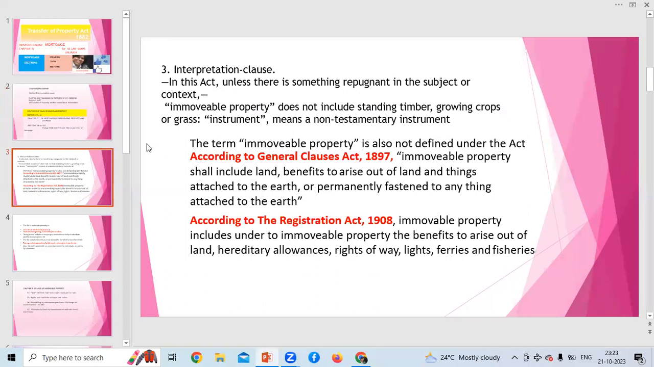So the interpretation clause is there, where in this Act, unless there is something repugnant in the subject or context, immovable property does not include... This is a negative definition of immovable property. They are saying it does not include, meaning what it is not is what has been told. In immovable property, what is not included? It does not include standing timber, growing crops or grass.